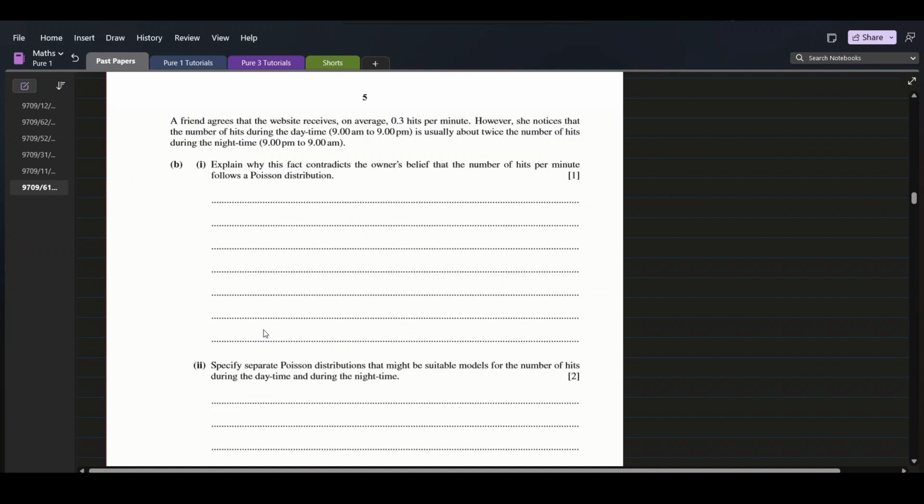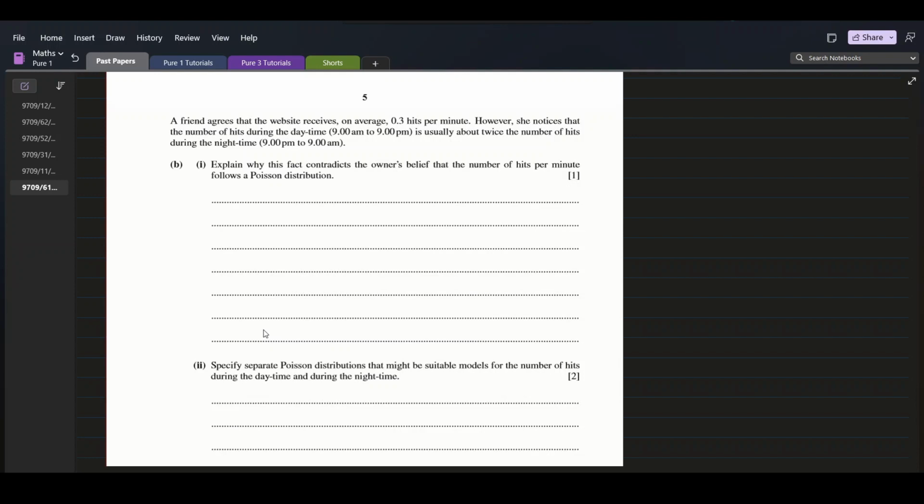A friend agrees that the website receives on average 0.3 hits per minute. However, she notices that the number of hits during the daytime, 9 a.m. to 9 p.m., is usually about twice the number of hits during the night time, 9 p.m. to 9 a.m.